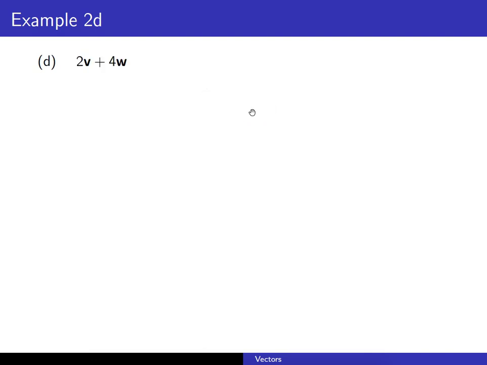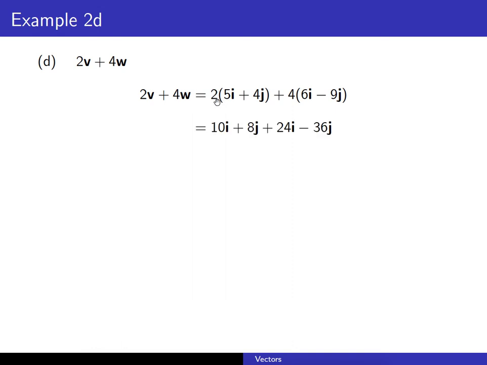All right, and finally, example 2d, we have 2 times vector v plus 4 times vector w. So we're going to scale v by a factor of 2, scale w by a factor of 4, and then just add those results. So 2 times vector v, here I'm going to use the i and j notation. 2 times 5i plus 4j, and then plus 4 times 6i minus 9j. Well, distributing the 2, we get 10i plus 8j. Distributing the 4, we get 24i minus 36j.